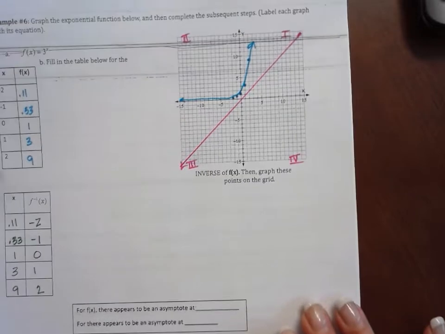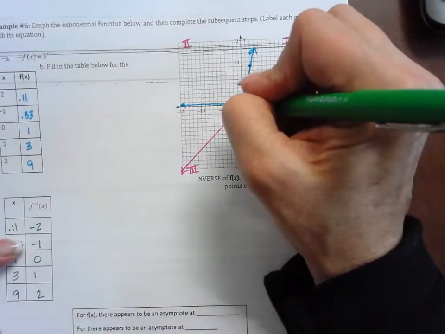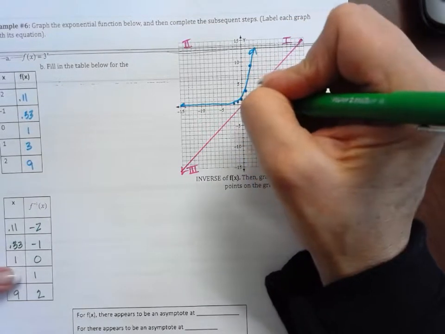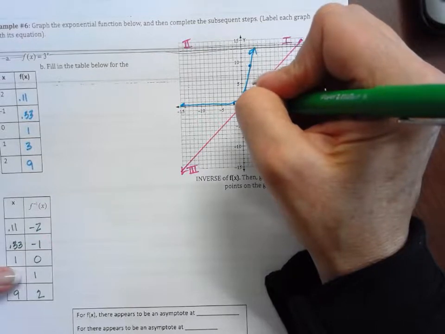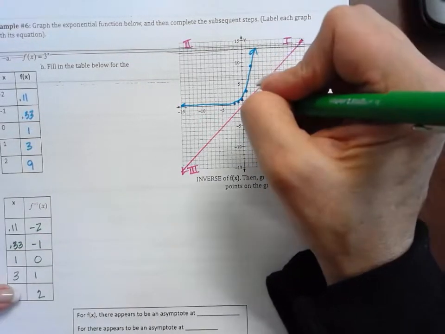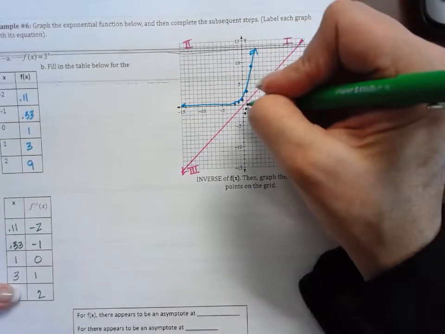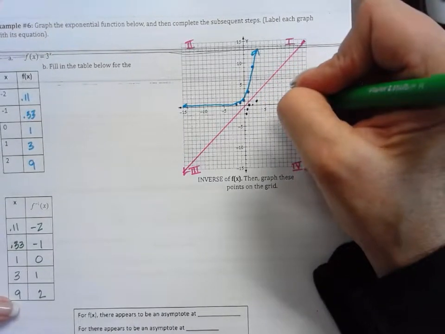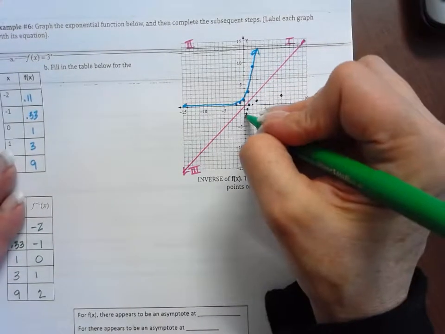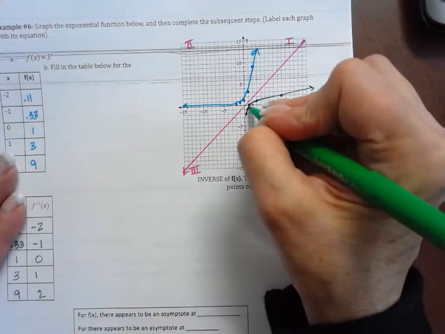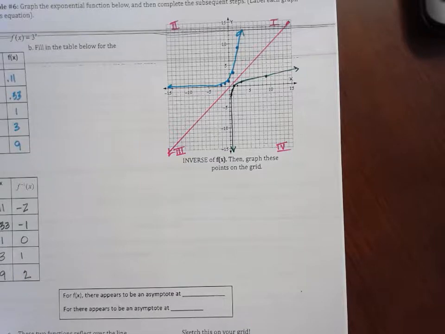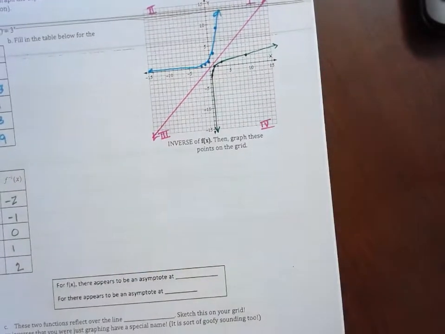All right, so let's plot these. At 0.1, I'm at -2. At 0.33, I'm at -1. At 1, I'm at 0. At 3, I'm at 1. And at 9, I'm at 2. And again, it gives me a good reflection if I kind of graphed it. My arrow's a little off on one.